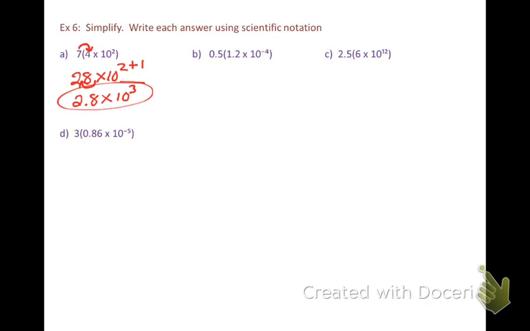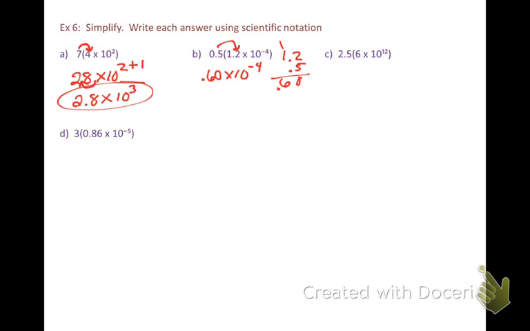Okay, how about B? 0.5 times 1.2. It's just 6. 1.2 times 0.5 is 0.6. I moved it over 2 times, so it's going to be 0.60 times 10 to the negative 4th.